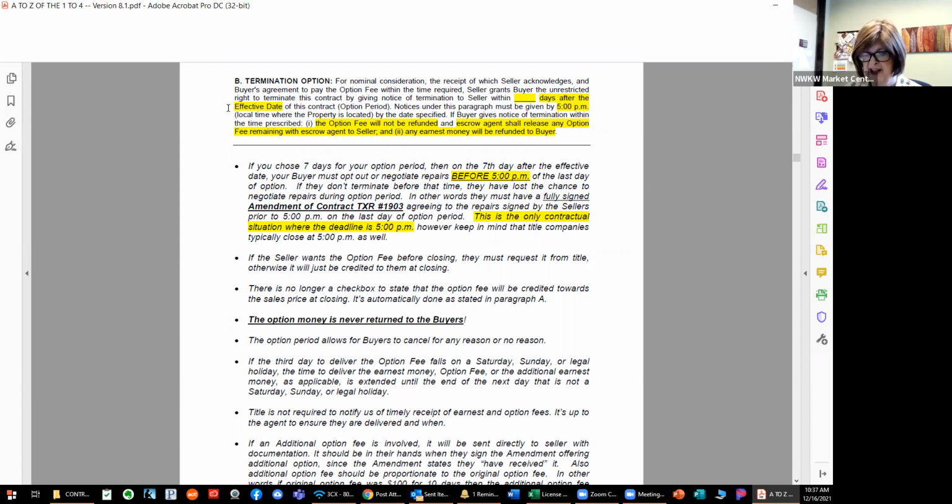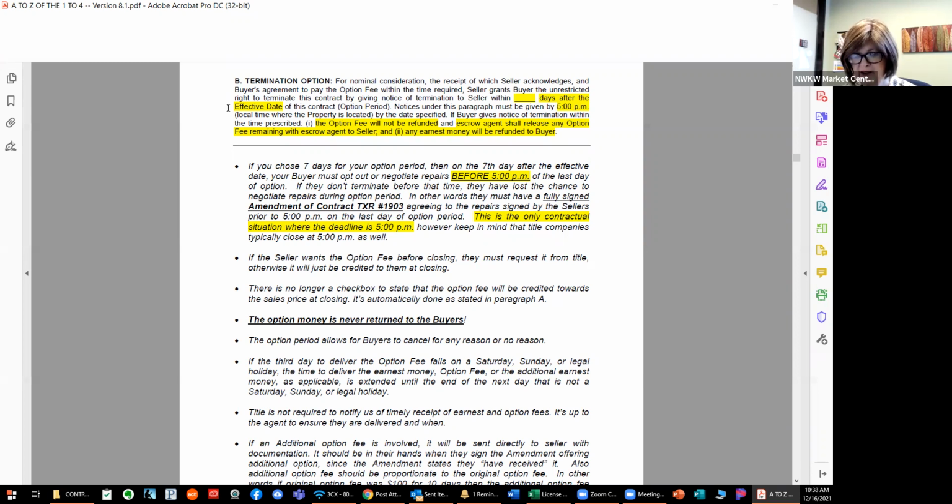And if you had 7 days and it was executed today, then tomorrow is day 1. Today, the day of execution, effective date is day 0. Day 1 would be starting tomorrow and then 7 days out before 5 p.m. And just getting the amendment requesting repairs to them before 5 o'clock is not sufficient.